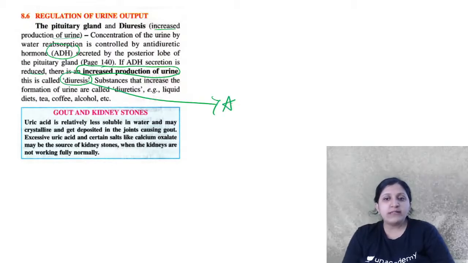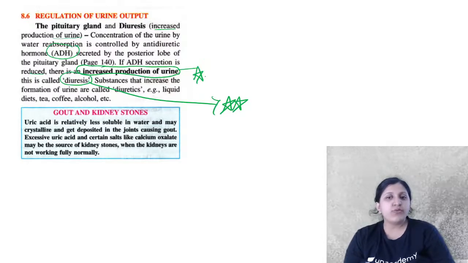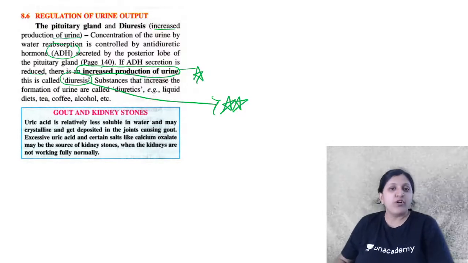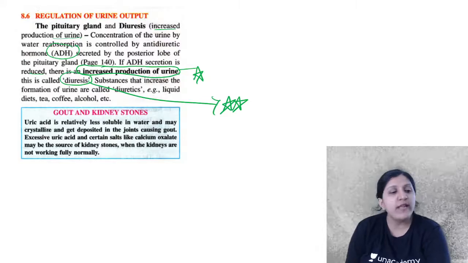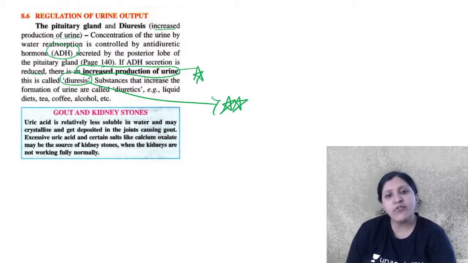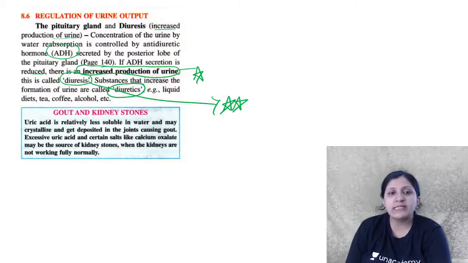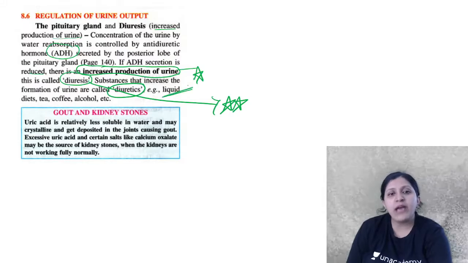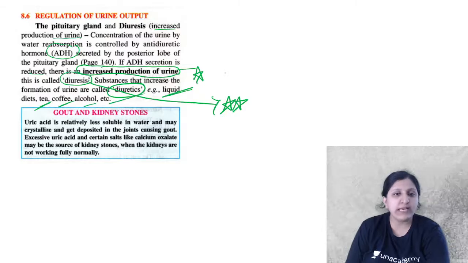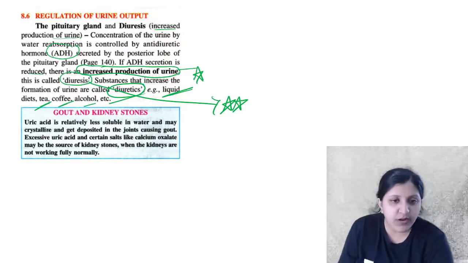This one is again important, so keep this in mind. Basically, diuresis means increased production of urine, and that is mainly because of ADH. Substances that increase the formation of urine are called diuretics. For example, a liquid diet, or tea, or coffee, alcohol, etc. All these can contribute to urine formation.